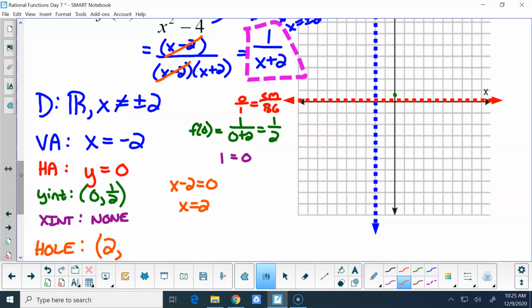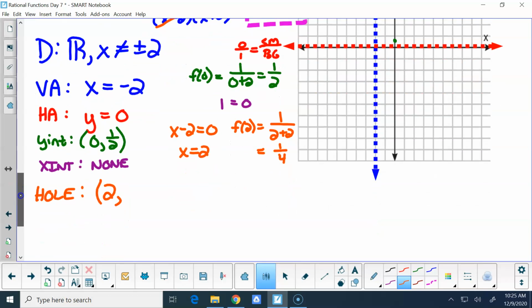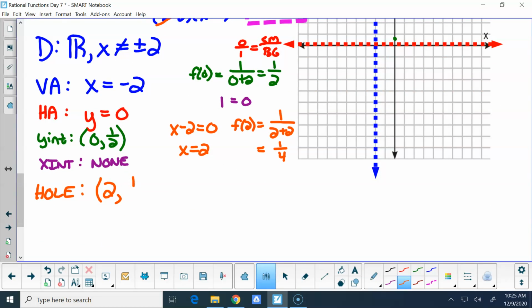I take that 2 and I plug it into f. So I'm going to find f of 2. So that's going to be 1 over 2 plus 2. That's going to be 1/4. Agree? Okay? So my hole is at 2, comma, 1/4.